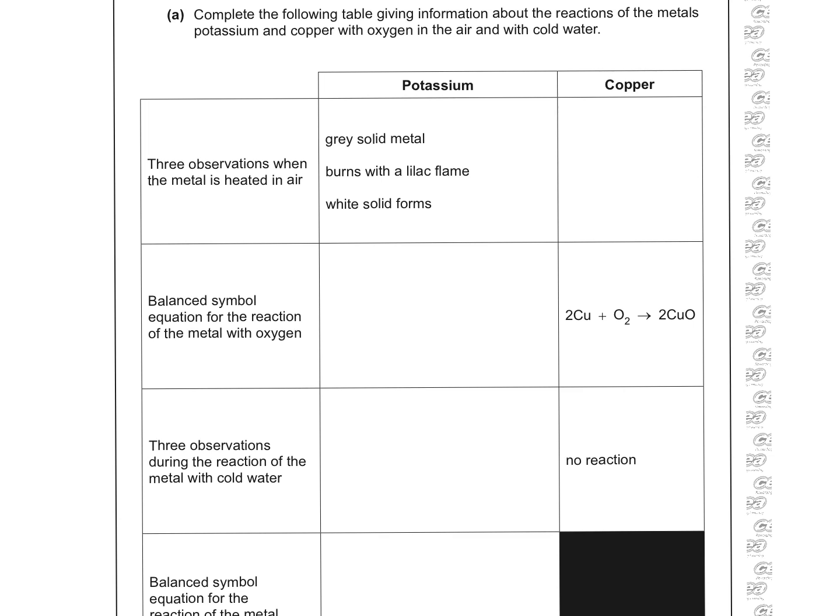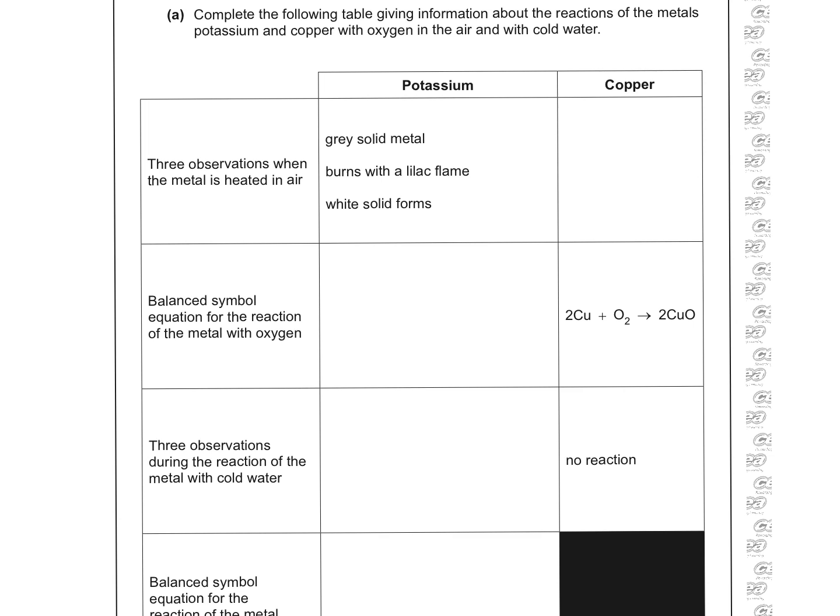Potassium, heated in air, is already completed for you. So let's look at the copper one. Now, I would suggest that you follow the same pattern as is given to you. So if you look here, it's the appearance of the potassium metal to start with, what happens when it burns, and then what the product looks like.